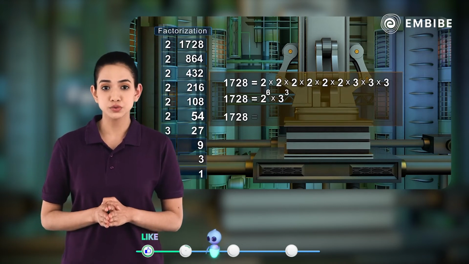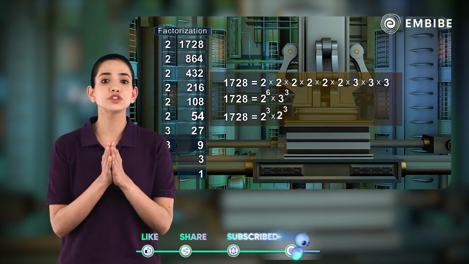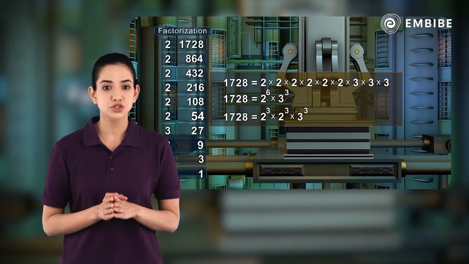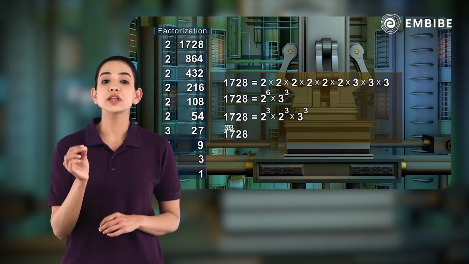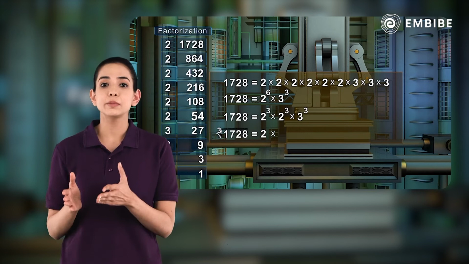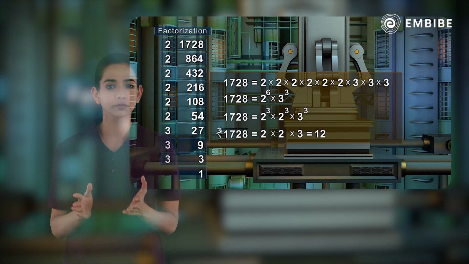1728 is equal to 2 raised to the power 3 multiplied by 2 raised to the power 3 multiplied by 3 raised to the power 3. So, the cube root of 1728 is equal to 2 multiplied by 2 multiplied by 3, which is equal to 12.